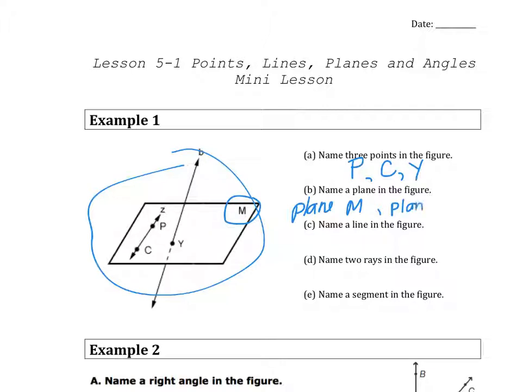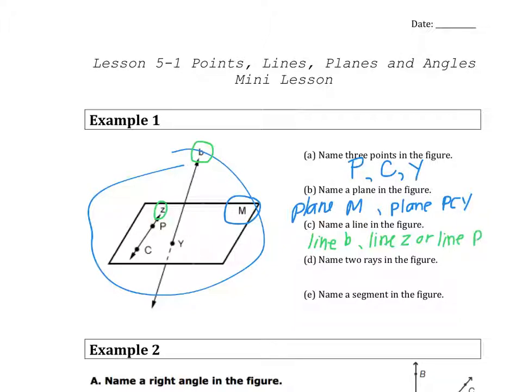Name a line in the picture. There are 2 lines here. One is denoted by a small italicized letter, so you could say line B. The other line in the picture is denoted by, you could say it's line little z, or you could say line PC, and we would put 2 arrows on the top.